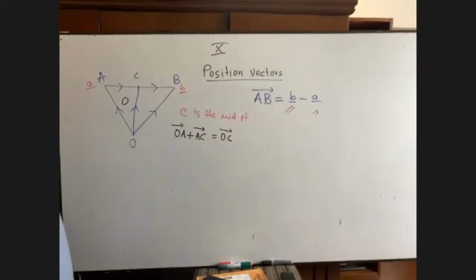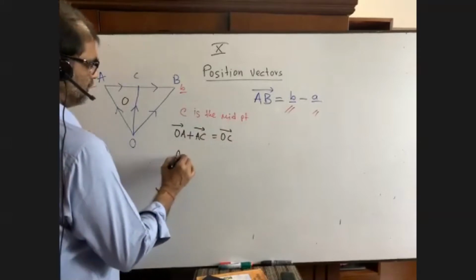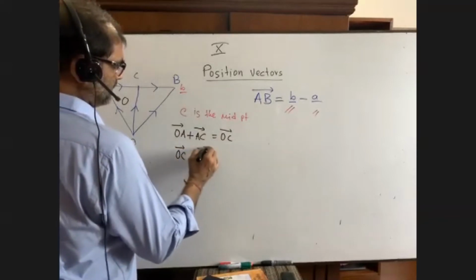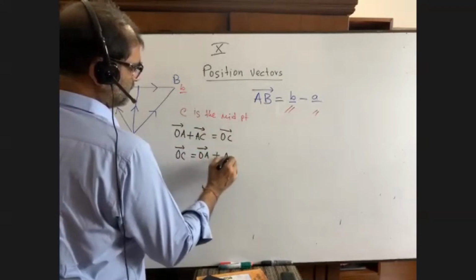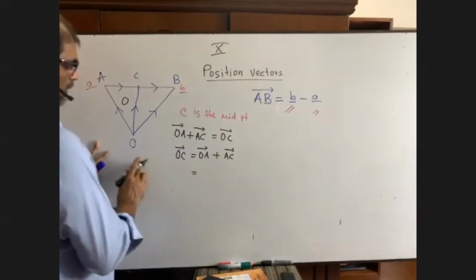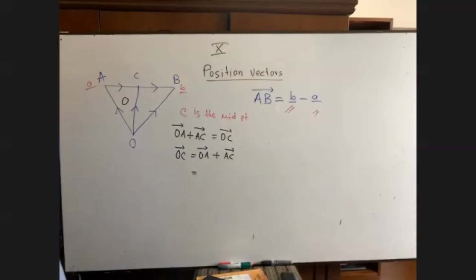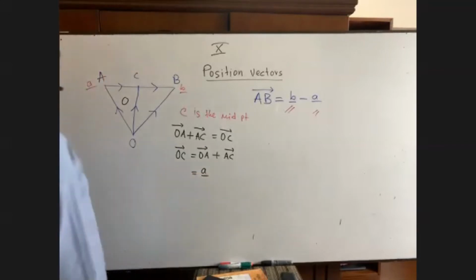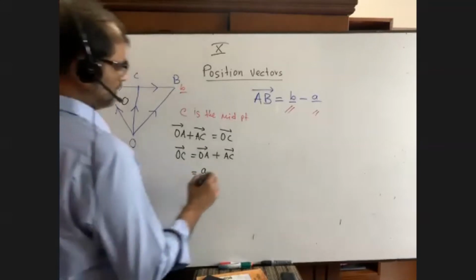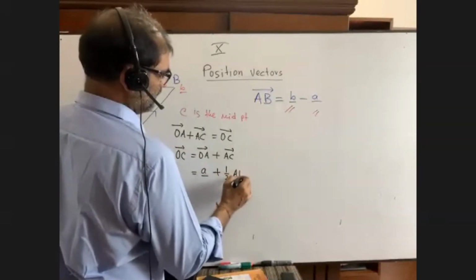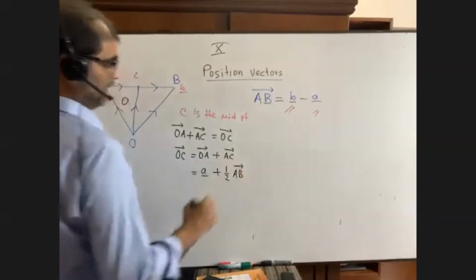I told you to determine OC. Very good. OC equals OA plus AC. Now, what about OA? OA equals A. What about AC? We don't know AC. So AC equals what? Half of AB. Am I right?